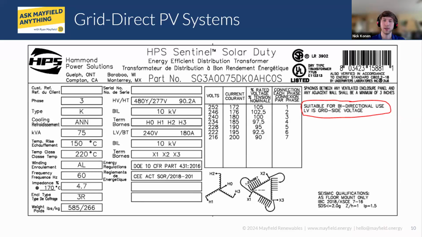Additionally, on the nameplate, we like to designate which side of the transformer is the grid side, as I know inspectors like to see that. So we make sure inspectors know the transformer is suitable for this application, that it's not being backfed, so to say, and it clearly shows how it's intended to be used between the grid and inverter side of the transformer.